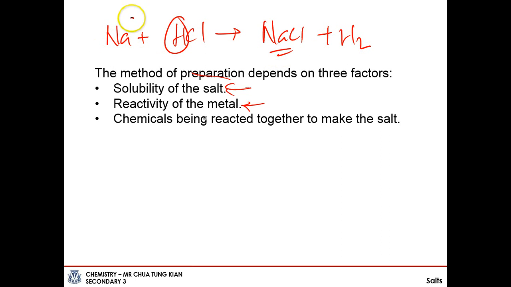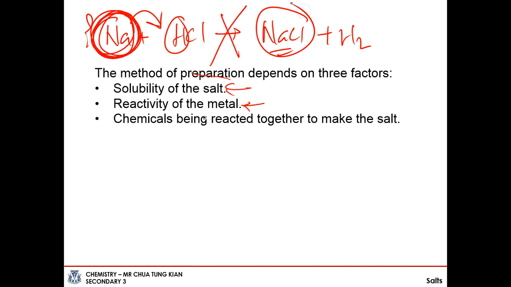But if you recall, sodium is a very reactive metal. If you put a very reactive metal into acid, this reaction is extremely dangerous, so it is not carried out. So what else do we use instead of Na to prepare NaCl?